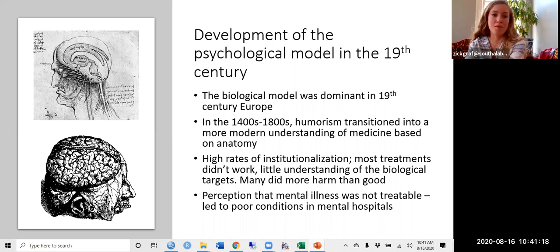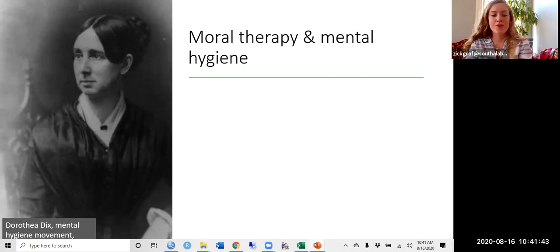Because, in part, of this perception that mental illness really wasn't treatable, people were often encouraged to take their mentally ill family members to institutions and just abandon them and move on with their lives. That led to really poor conditions and overcrowding in mental hospitals around this time. That set the stage for the moral therapy and mental hygiene movement.